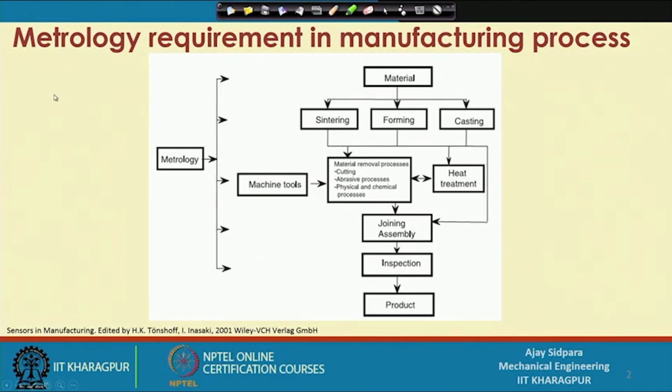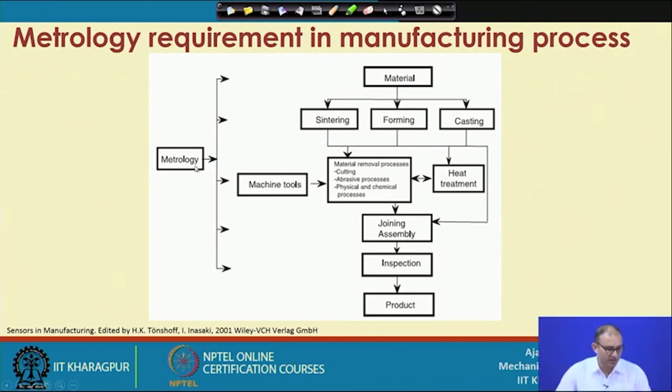So, now this is the metrology requirement. If you see, we are starting with some material. You have a blank, that blank is fabricated or made by a sintering process, forming process or casting process, and at every stage you need metrology, because first you see the metrology required for the material. Here you see what the composition of the material is, and then you have to monitor this particular process, so that there should not be any type of deviation in the composition of the material, and that composition will be strictly maintained during that manufacturing process. So, monitoring and metrology are required here also.